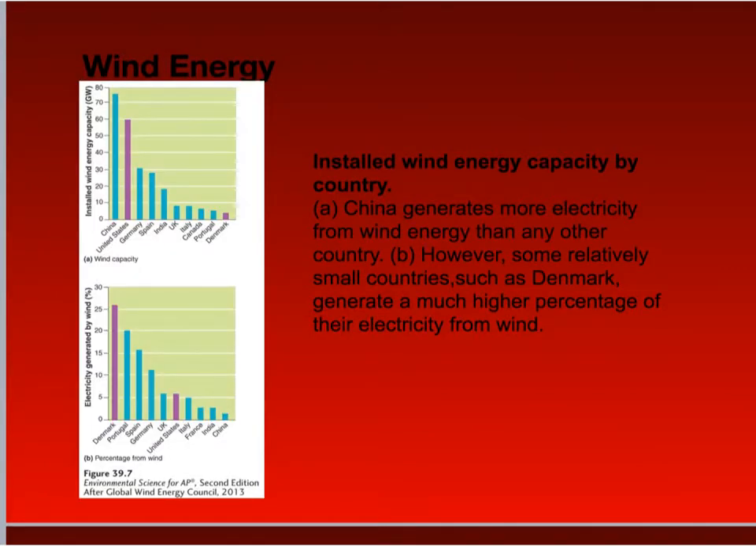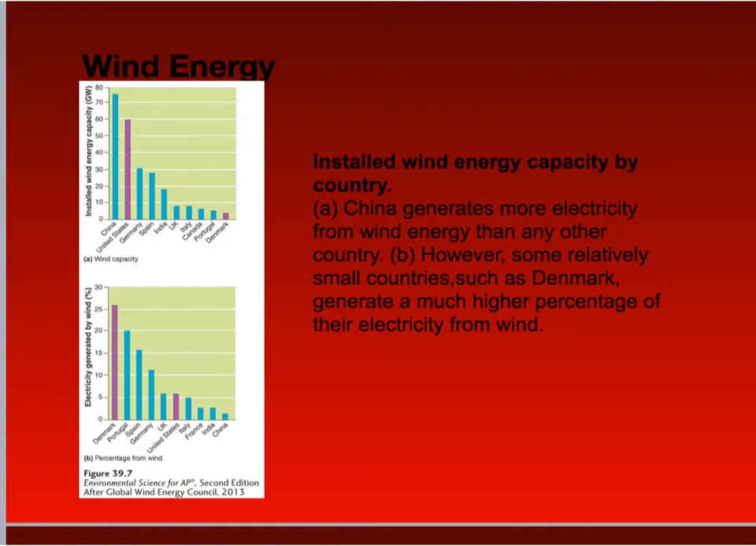Here you can see the generating capacity and the percentage of electricity generated by wind for a number of countries. China has the largest wind energy generation capacity in the whole world, followed by the US, and then Germany, Spain, and India. Despite its large generating capacity, though, the US obtains less than 6% of its electricity from wind. The largest amounts are generated in California and Texas.